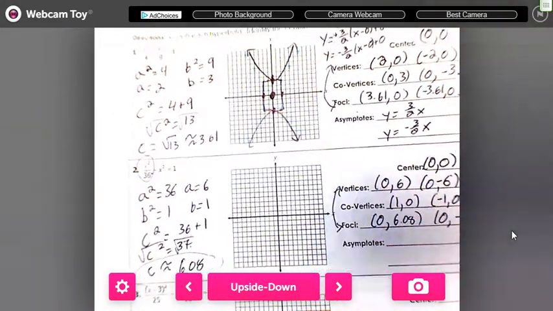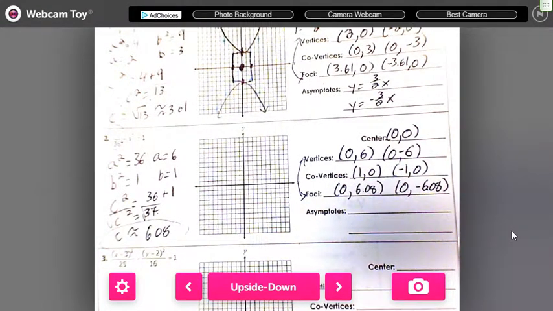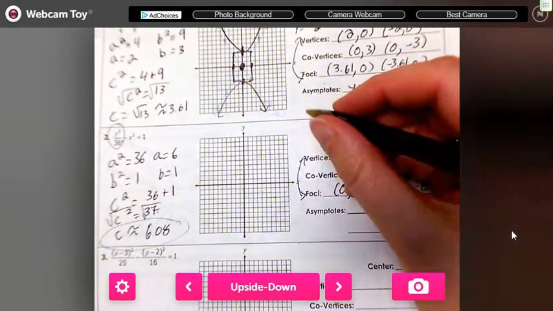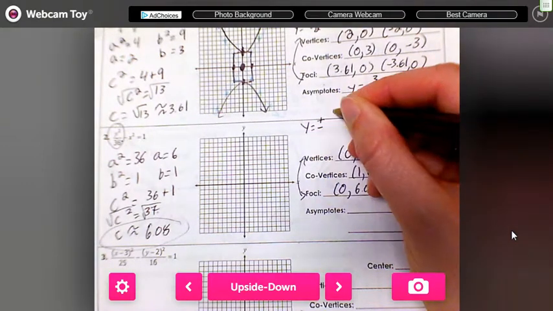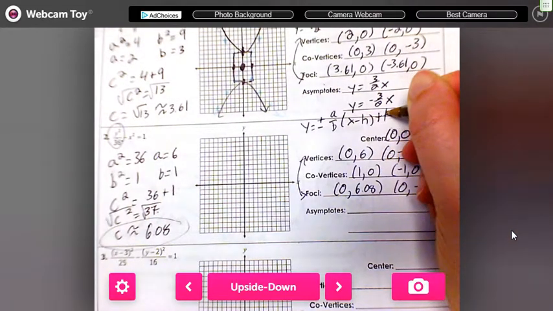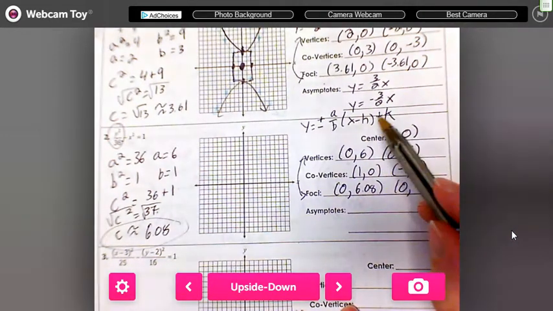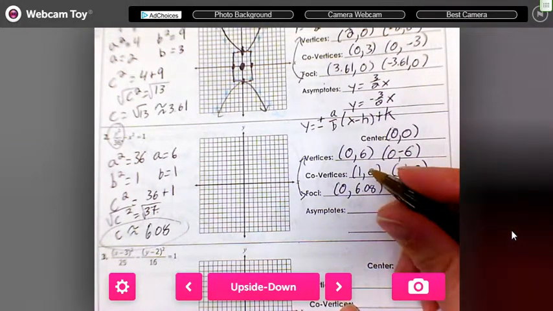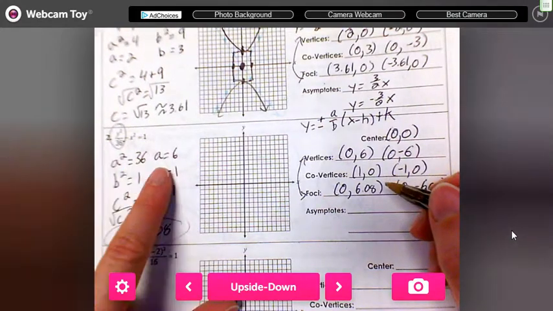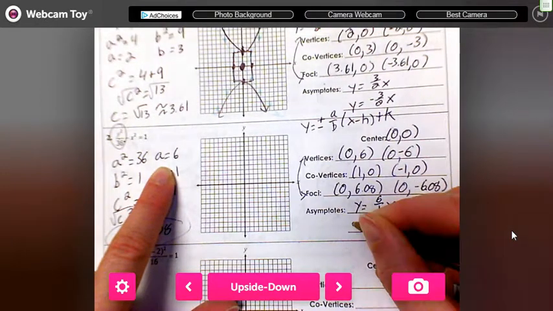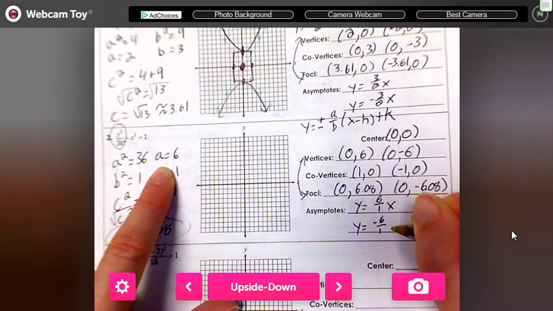Okay. Asymptote. I know that this is my asymptote, but my equation is slightly different here because this is a vertical. So this is y equals plus or minus a over b, x minus h plus k. Okay? So I know my h and k are 0, so I don't need to worry about those. So my a value is 6. So I'm going to say y equals 6 over 1 x, or y equals negative 6 over 1 x.